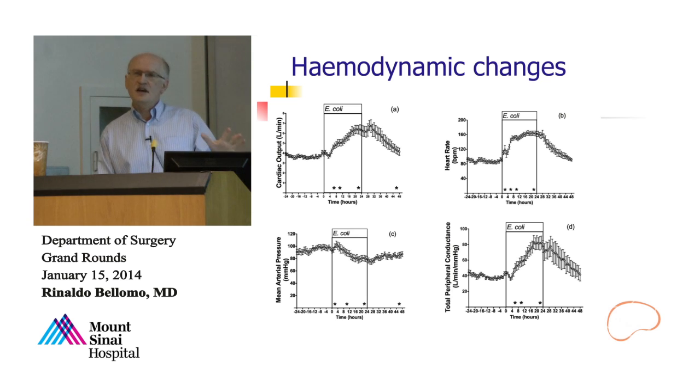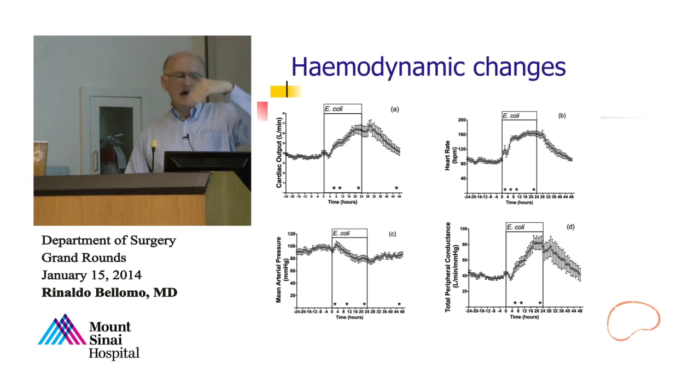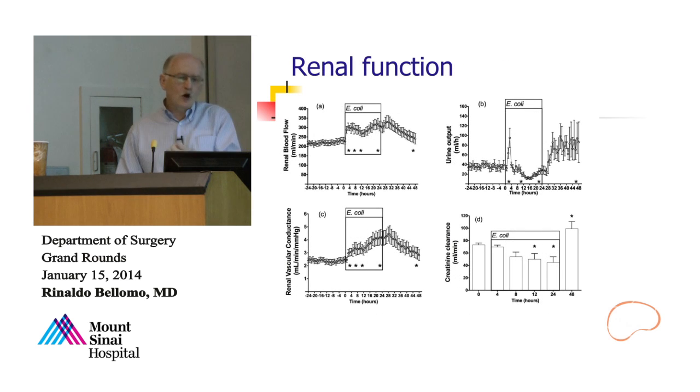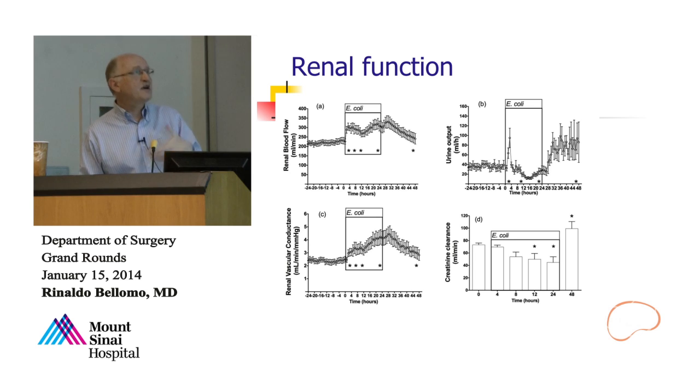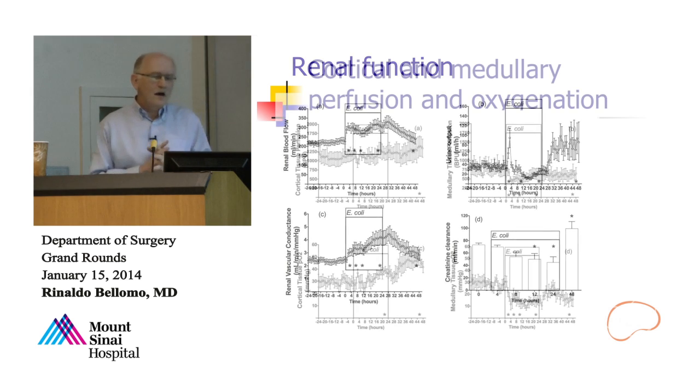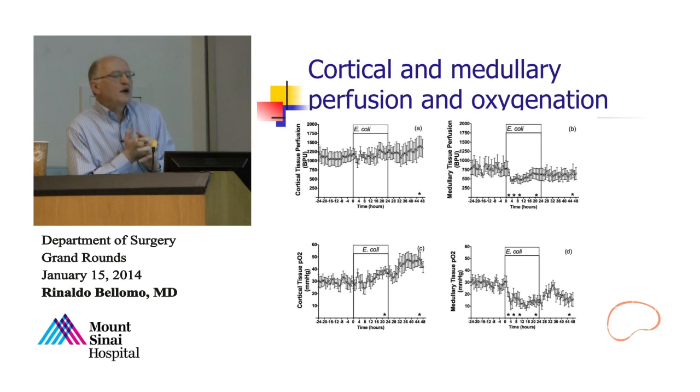Again, we've got the same model. The cardiac output has gone up, the heart rate's gone up, blood pressure has gone down, there is vasodilatation. The global renal blood flow has gone up, the renal vascular conductance has gone up, there is loss of creatinine clearance, there is oliguria, all the model of acute kidney injury, but this time we're able to look at cortical and medullary perfusion and oxygenation. And you can see here that the cortical perfusion remains quite nicely, and the cortical oxygenation goes up a little bit. It's nicely maintained.